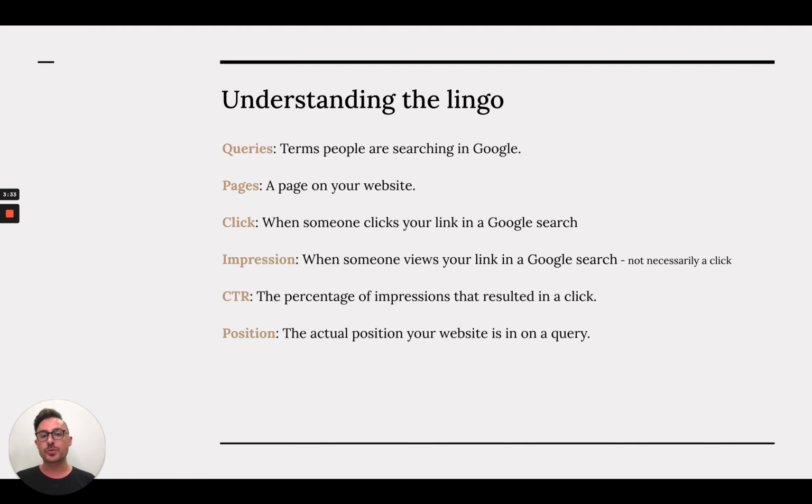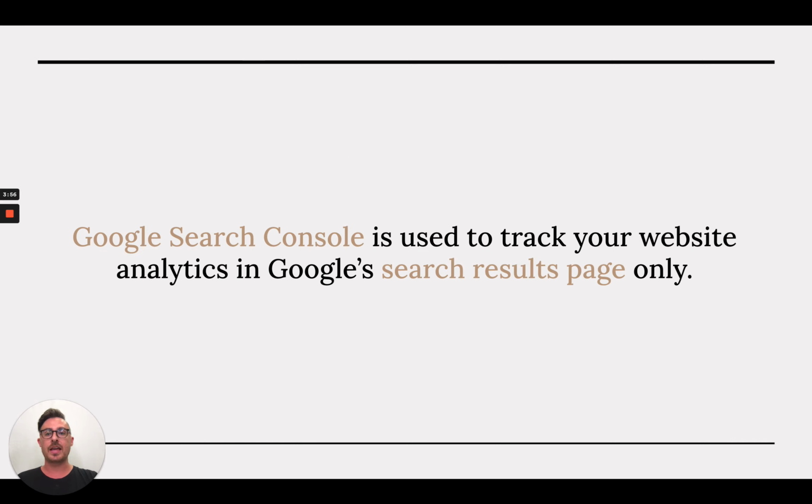Position is the actual position your website is on a query. So in Google Search Console, it's average position. It's not that in that moment you are specifically in position 3.2. It's an average. Sometimes you may be in position 10. Sometimes you may be in position 1. And again, that may sound confusing. We're going to go over all of it very visually here in the next lecture.